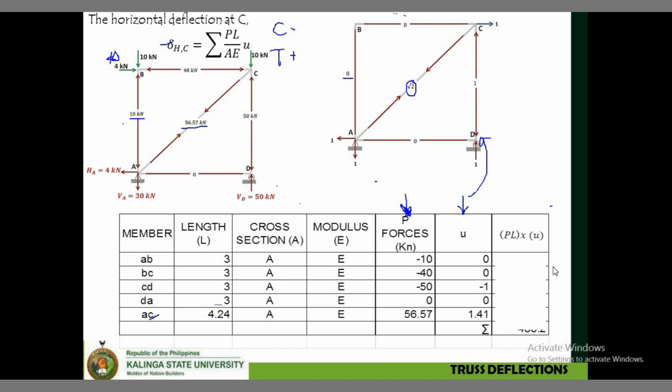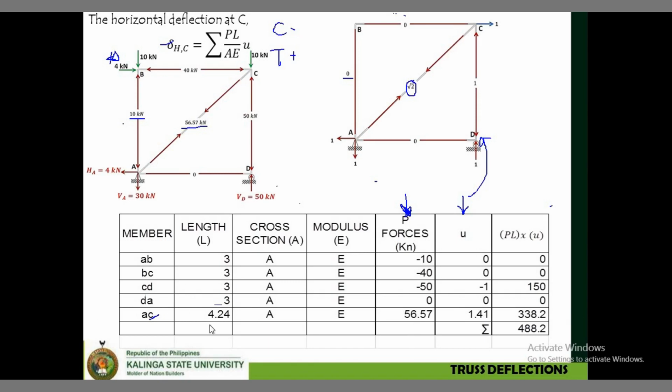Okay? So, doon ko nakuha si U. After na i-table na natin yung ating mga values, we can now multiply or follow this equation PL. So, P for AB, negative 10 times 3 times U. That is 0. Then, negative 40 times 3 times 0 is 0. Negative 50 times 3 times negative 1 is 150. 0 times 3 times 0, 0.